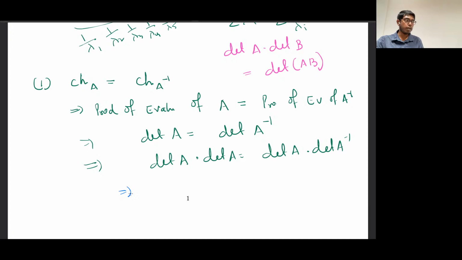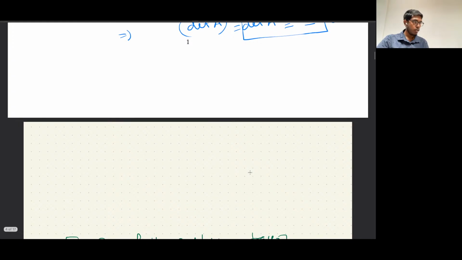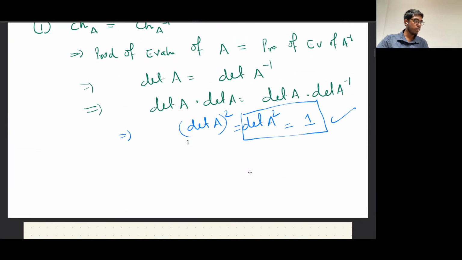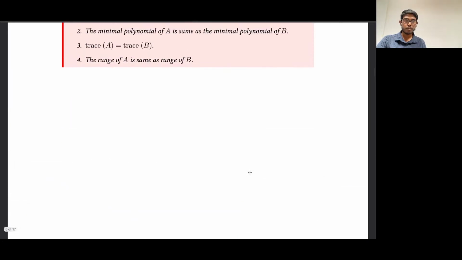And therefore this implies that determinant of A square equals determinant of identity, which equals 1. So determinant of A square equals 1. Okay. So I hope this is clear. And thanks, Manmohan, for helping me out. If any problem, please let me know. I will proceed to the next problem.